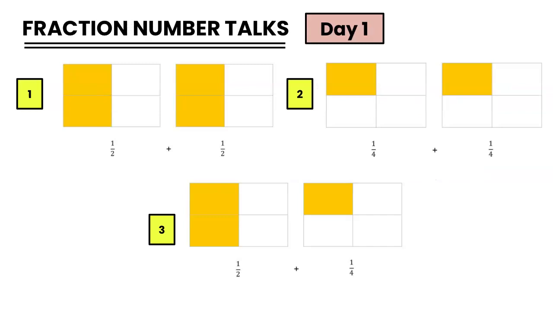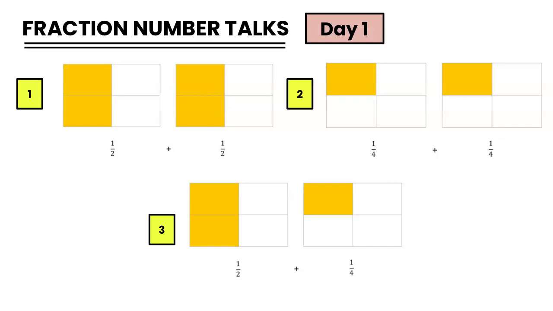Let's take a look at this fraction number talk that we'll use for day one. You'll start by just projecting this as the number talk first. You'll have students think about it without paper and see if they can come up with an answer and a way to solve it. Some of them might see that these are common denominators and so then start adding the numerators and get 2 over 2, which they know is a whole, and so it equals 1.